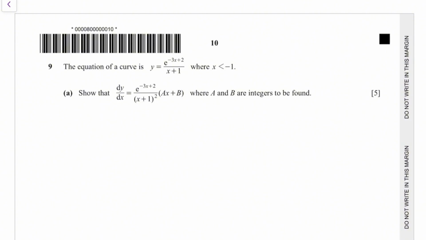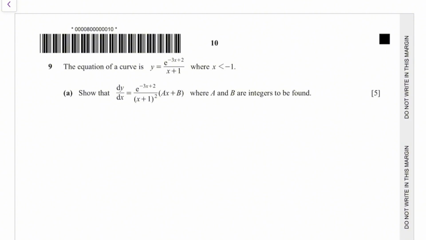The equation of a curve is y equals e to the power of negative 3x plus 2 over x plus 1, where x is less than negative 1. The question asks you to show that dy over dx is e to the power of negative 3x plus 2 over (x plus 1) squared times (ax plus b), where a and b are integers to be found.